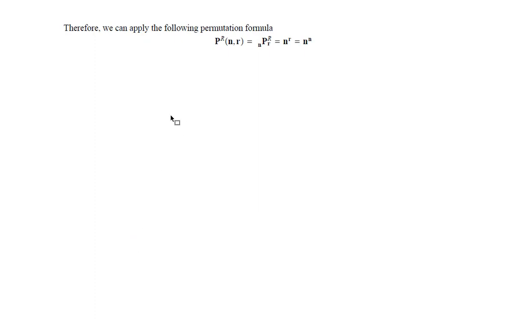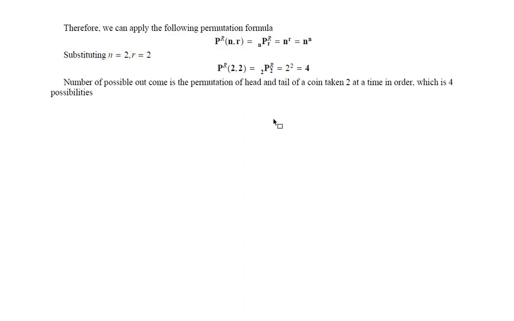So now we can substitute n and r to get 4. And we can read it as permutation of head and tail of a coin taken 2 at a time and in order, and that is going to be 4 here.